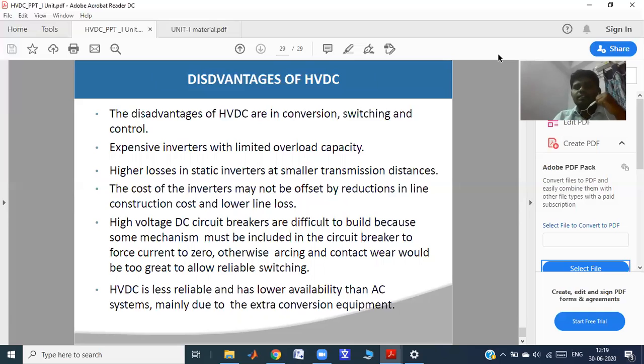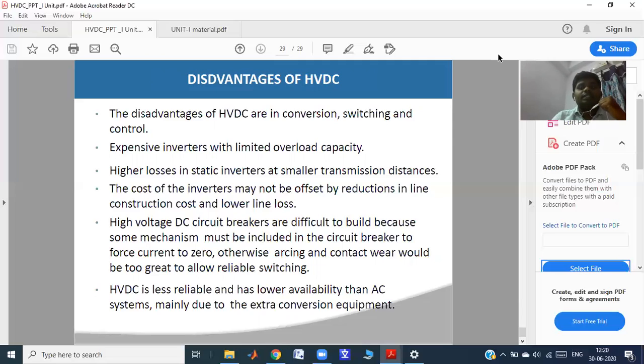Disadvantages of HVDC transmission system. Before discussing the disadvantages, we must discuss the advantages of HVDC system. The power transfer capability per conductor is much higher. And one more advantage is the ground can be used as a return path. That means each terminal acts as an individual circuit, and the ground acts as a return path. That is the main advantage in DC transmission system.